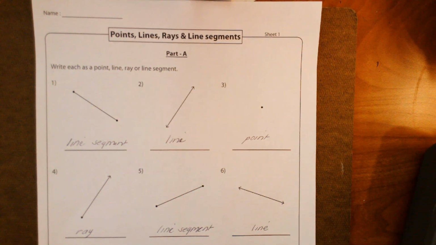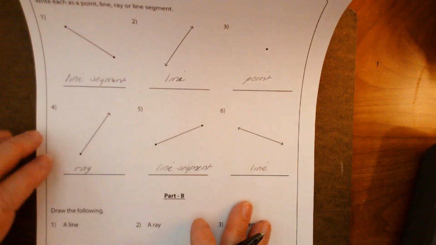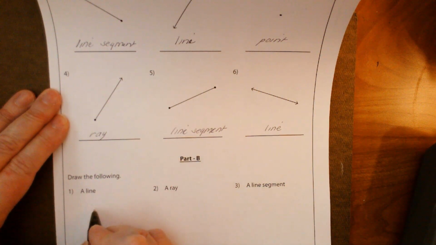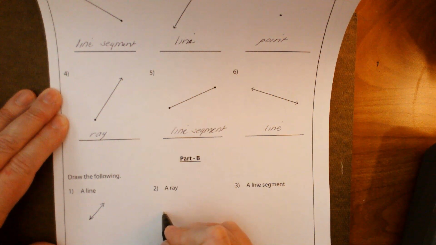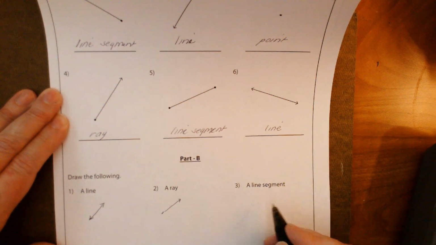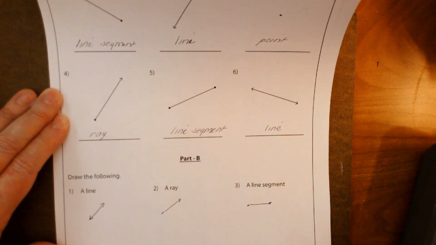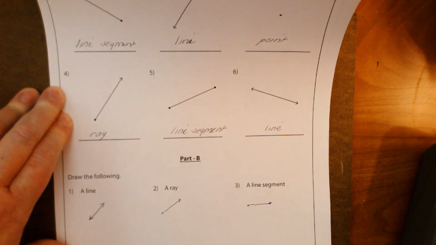Now a line, remember, is a line with arrows on both sides. A ray is a dot with an arrow going away from it. And a line segment is a dot with a line between another dot. Okay? Now we're going to pause this for a minute.